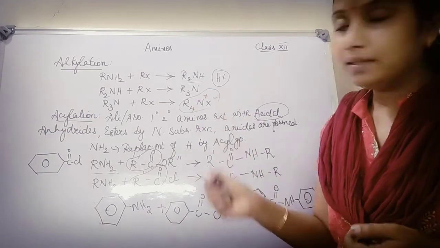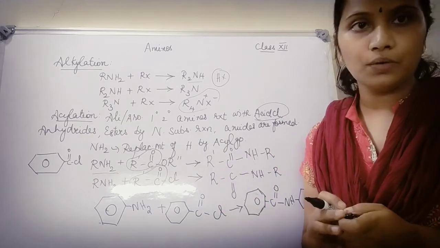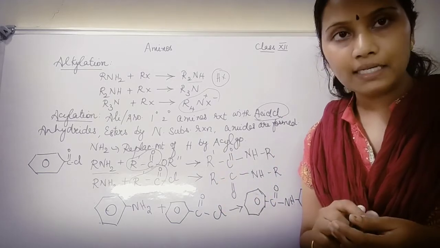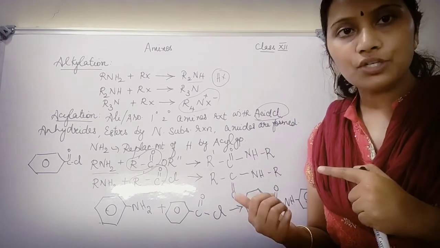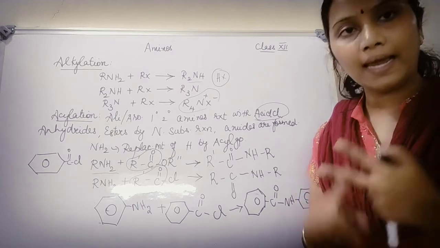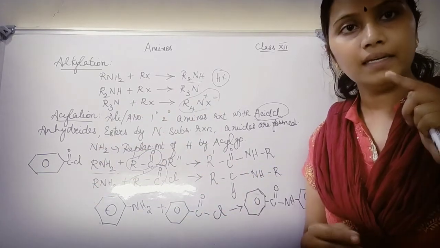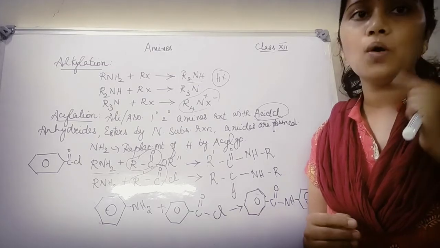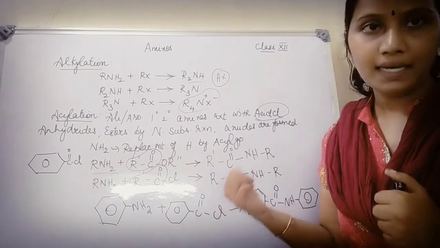So in this session we have seen alkylation and acylation of amines. In alkylation, an alkyl group is attached in place of one of the hydrogen atoms. In acylation, with acid chlorides or anhydrides or esters, in the NH2 group of the amine, one H is removed and replaced by an acyl group.